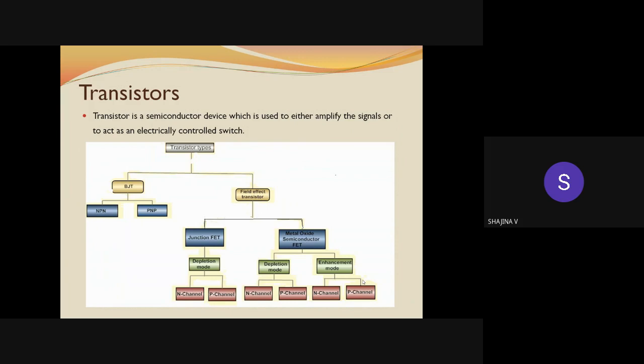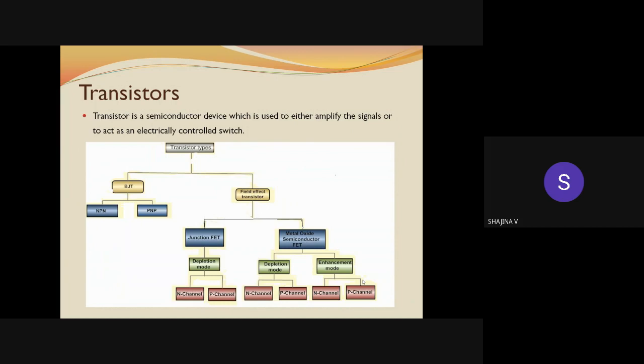Coming to the classification of transistors, mainly we can classify transistors into two types: bipolar junction transistors and field effect transistors. In bipolar junction transistors, you have two types, NPN and PNP. As you know, a bipolar junction transistor is a bipolar device, that is, both holes and electrons contribute to the current flow, and we can say it is a current controlled device. Coming to the field effect transistor, it is a unipolar device, that is, either holes or electrons will contribute to the current, and it is a voltage controlled device.